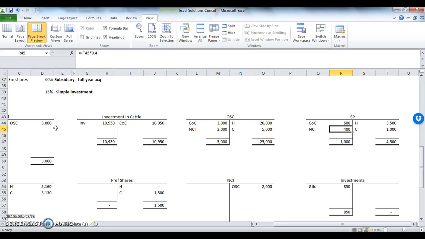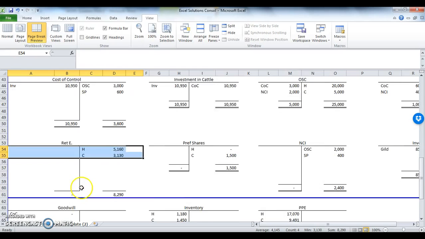So the benefit now of having a T account is all you have to do is slot them into the other account as you do it, and you'll never forget them. You'll always have them in two places. So share premium is 400.